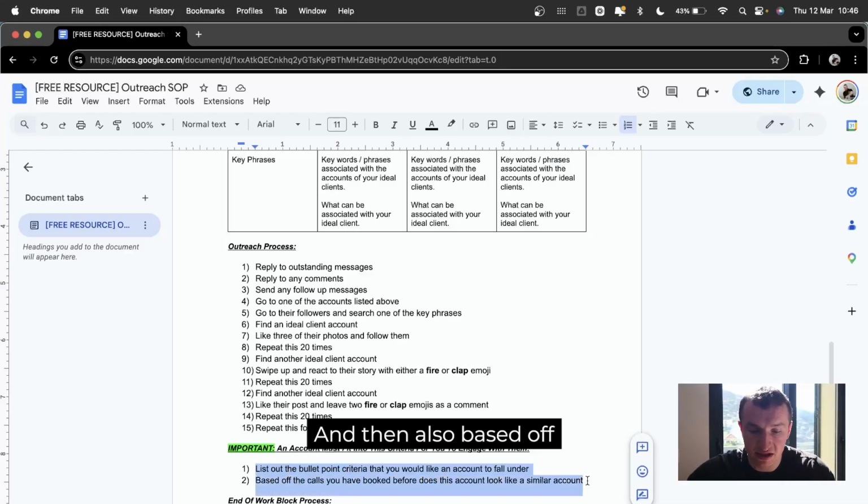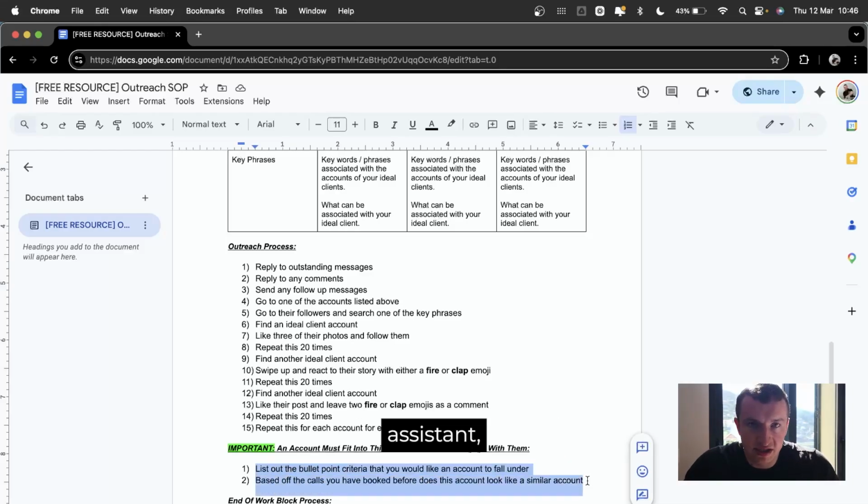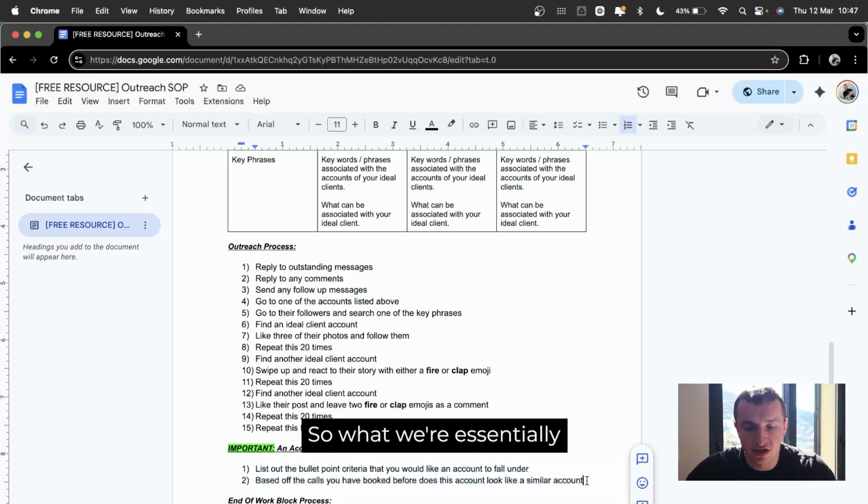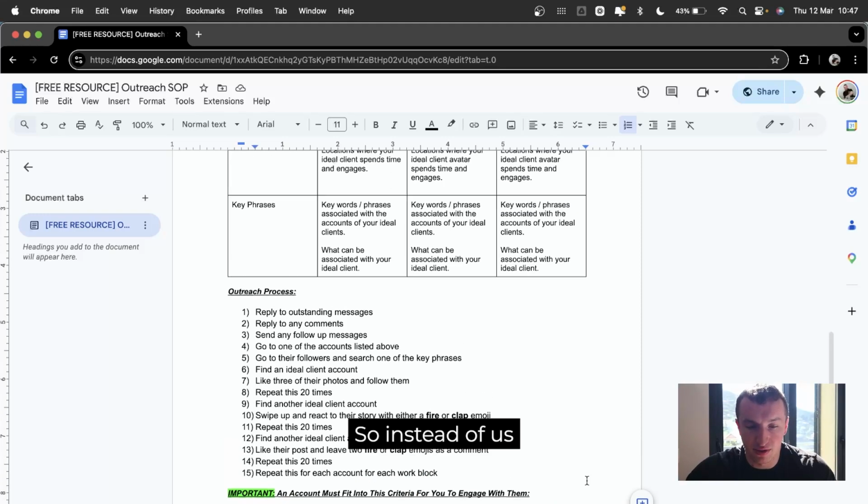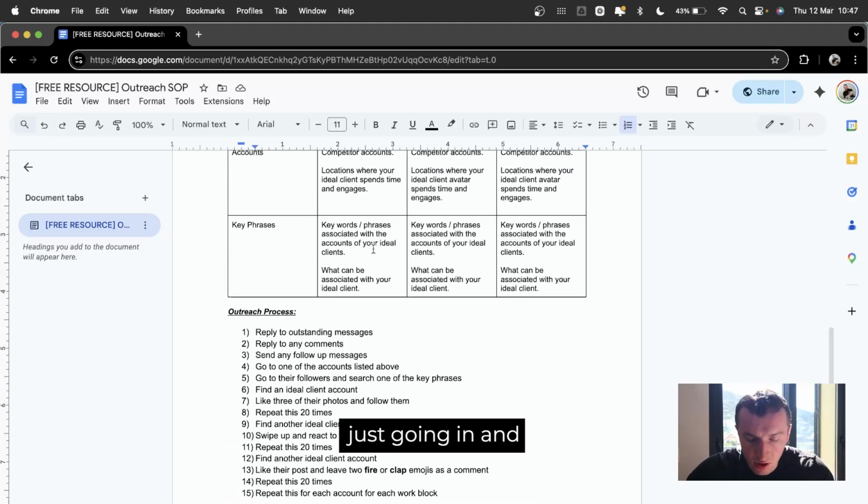And then also based off the calls that this virtual assistant, this staff member, has booked before, they want to follow the same sort of criteria. So what we're essentially trying to do is qualify these leads. Instead of us just going in and following, liking, and engaging with random accounts, we want to have criteria of what they fit.